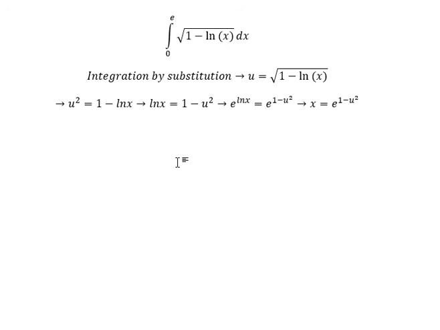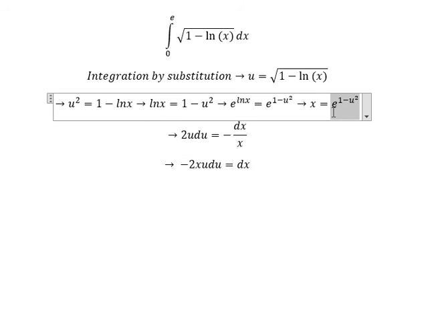Next, we take the first derivative on both sides. So you will get 2u du equal to negative ds over s. We move the negative and s to the left, and so you will get negative 2s u du equal to ds. For s, we substitute this one.